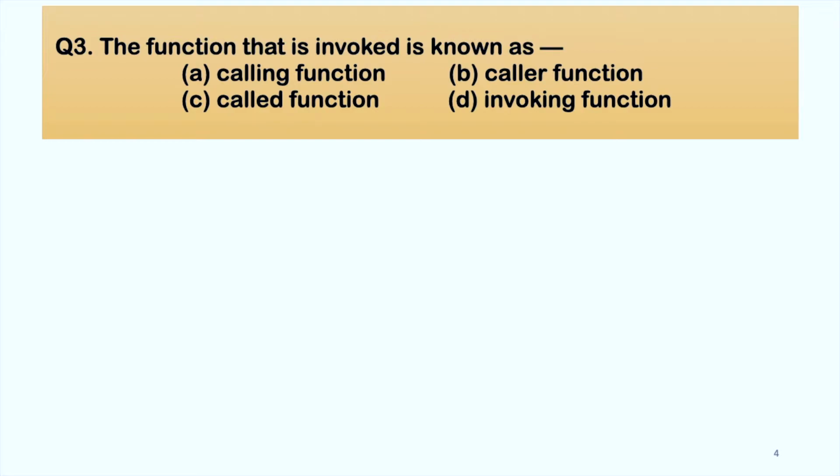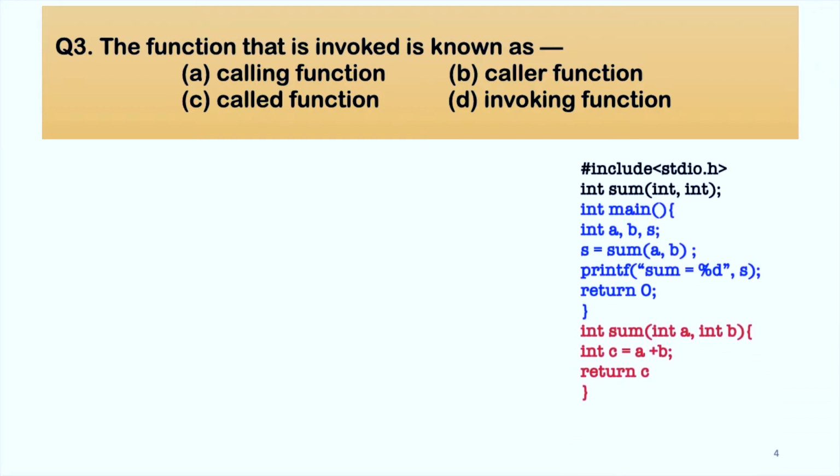The function that is invoked is known as what? Let's see an example. In this example, this is the main function and it is calling this sum function, so this sum function is the invoked function. The question is talking about this sum function. The function that is invoked is known as the called function, because this function is being called inside main.